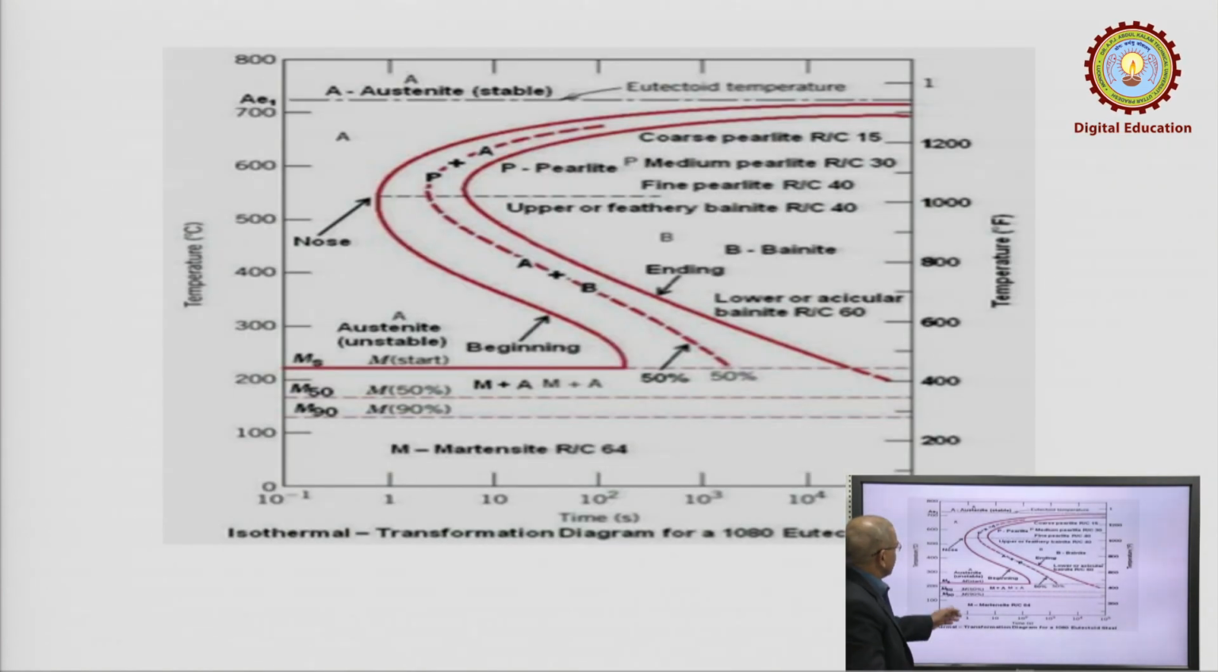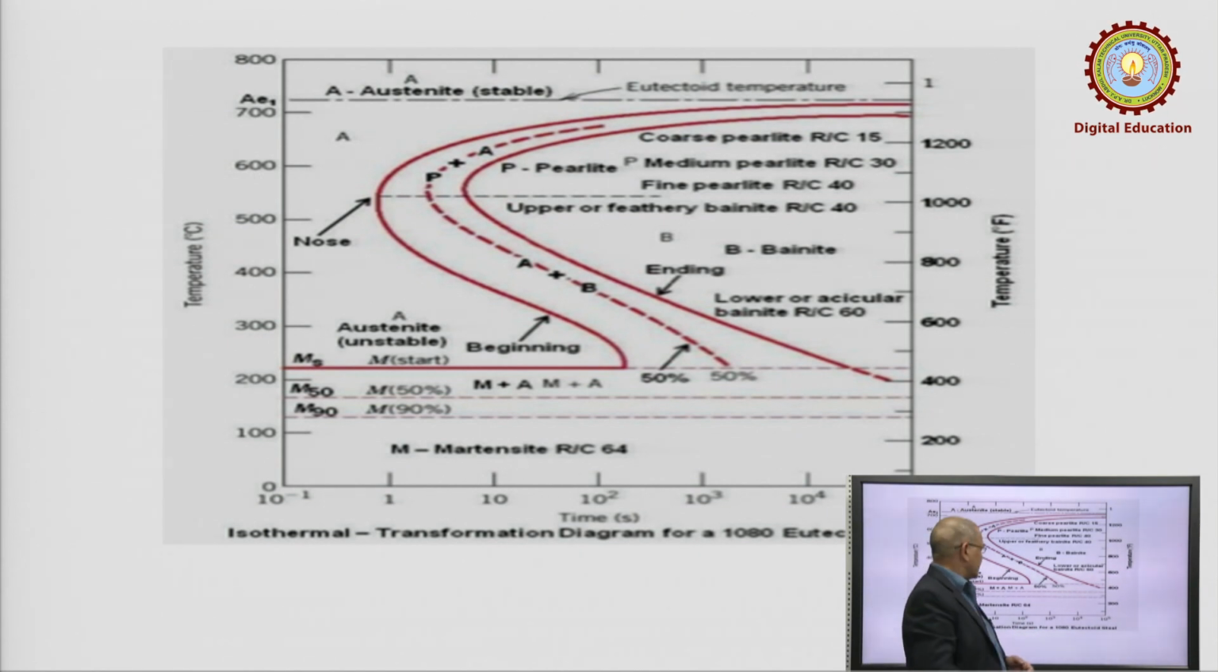This is again the same curve, but some information is there. This point is referred to as the nose. Again, as I told, this curve indicates the beginning and this indicates the ending. MS, MF: this indicates martensite formation almost 90% completed. In between, martensite formation 50% completed. Over this, M start means martensite formation has started.